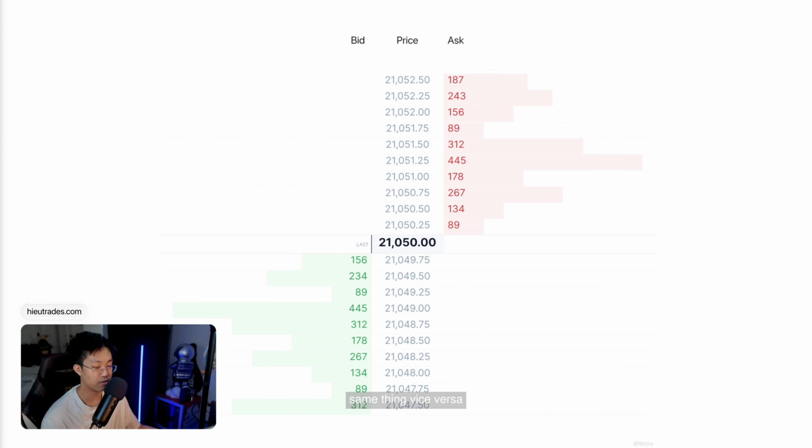Same thing, vice versa if it is an aggressive seller. The aggressive seller, in order to sell at market price, there has to be a buyer who is willing to buy from the aggressive seller in the form of a passive buying limit.